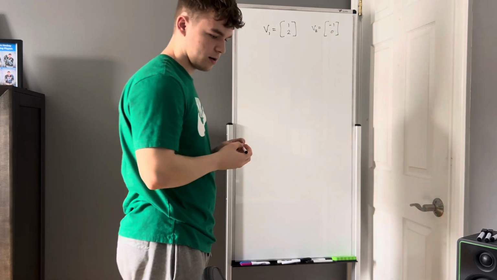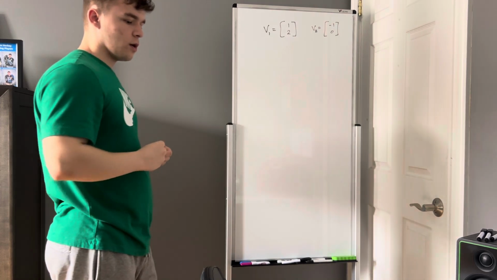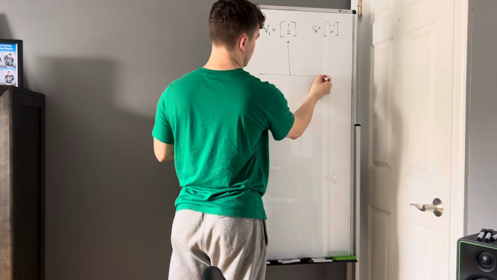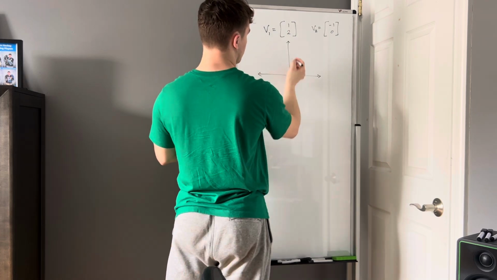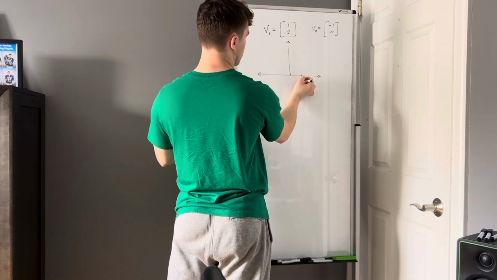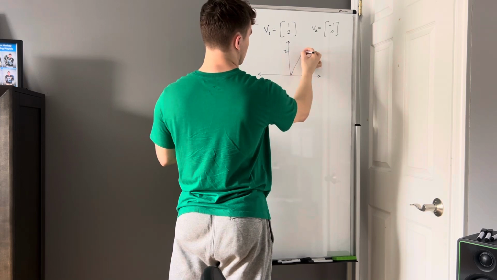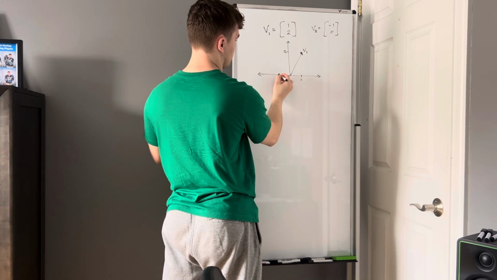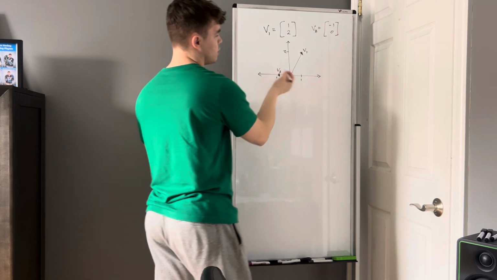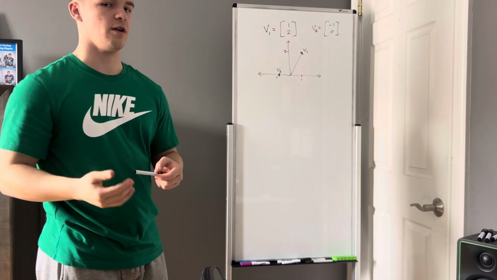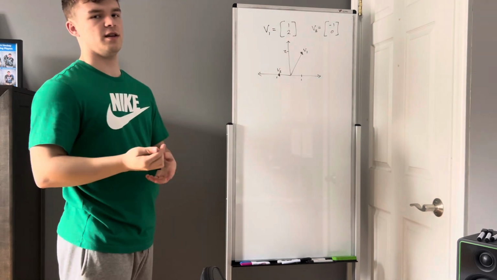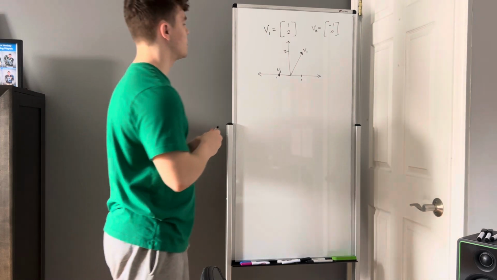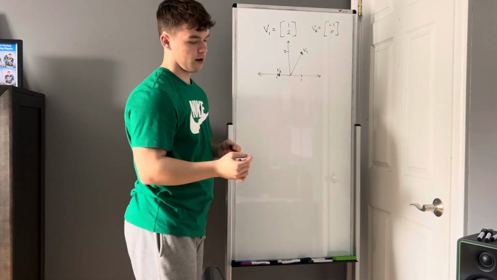I believe this was it. So let's draw them. V1 goes over 1 and up 2. And V2 just goes back 1. So it's clear that these are not at a right angle. And it's much easier to see in 2D space than 3D. But we can clearly see these vectors are not orthogonal.